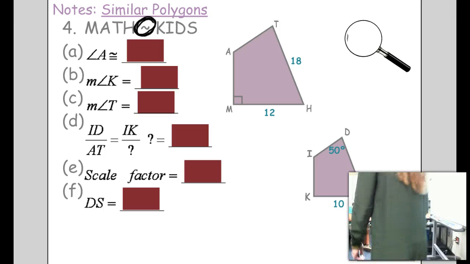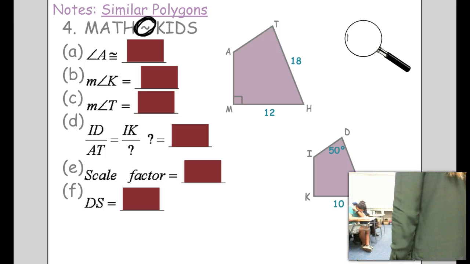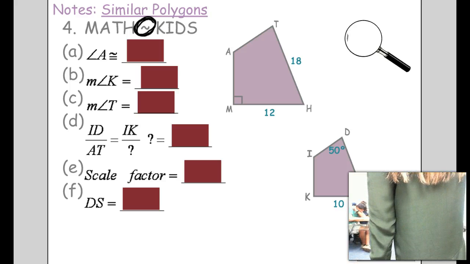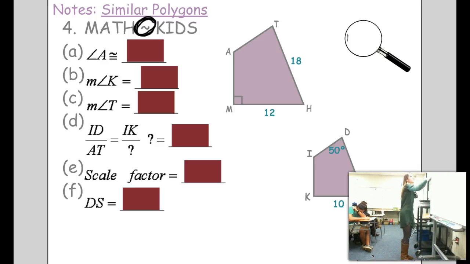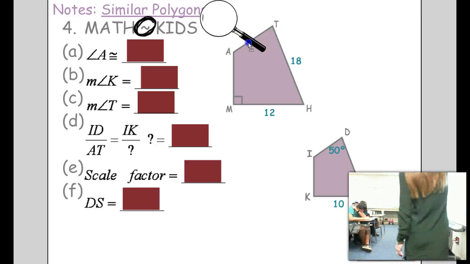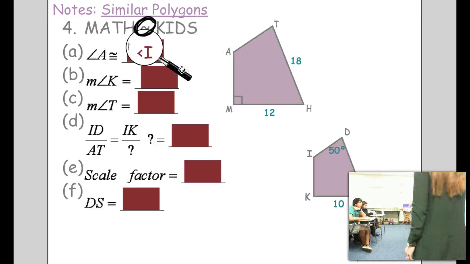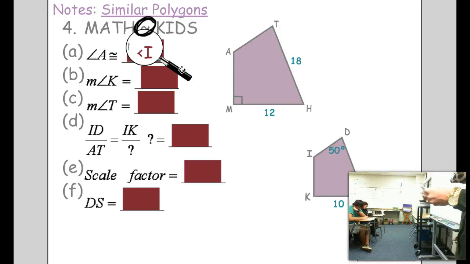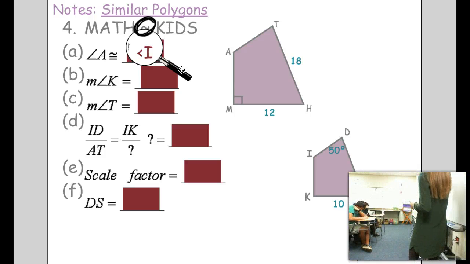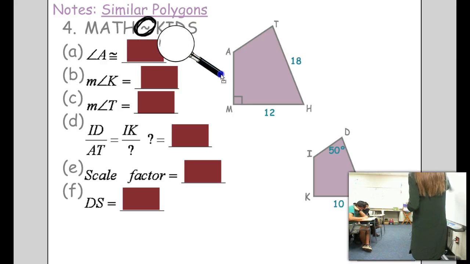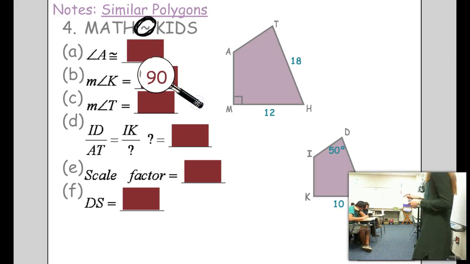All right. What is the measure of angle A? I don't think we know the measure of angle A. Oh, but it's not asking the measure of angle A. Angle A is congruent to which angle? I'm going to call on Megan. What does angle A go with? Good. Angle I. Let's see. What does angle K go with? Or sorry, what is the measure of angle K? Because that's an equal sign. What is the measure of angle K? 90. Very good.